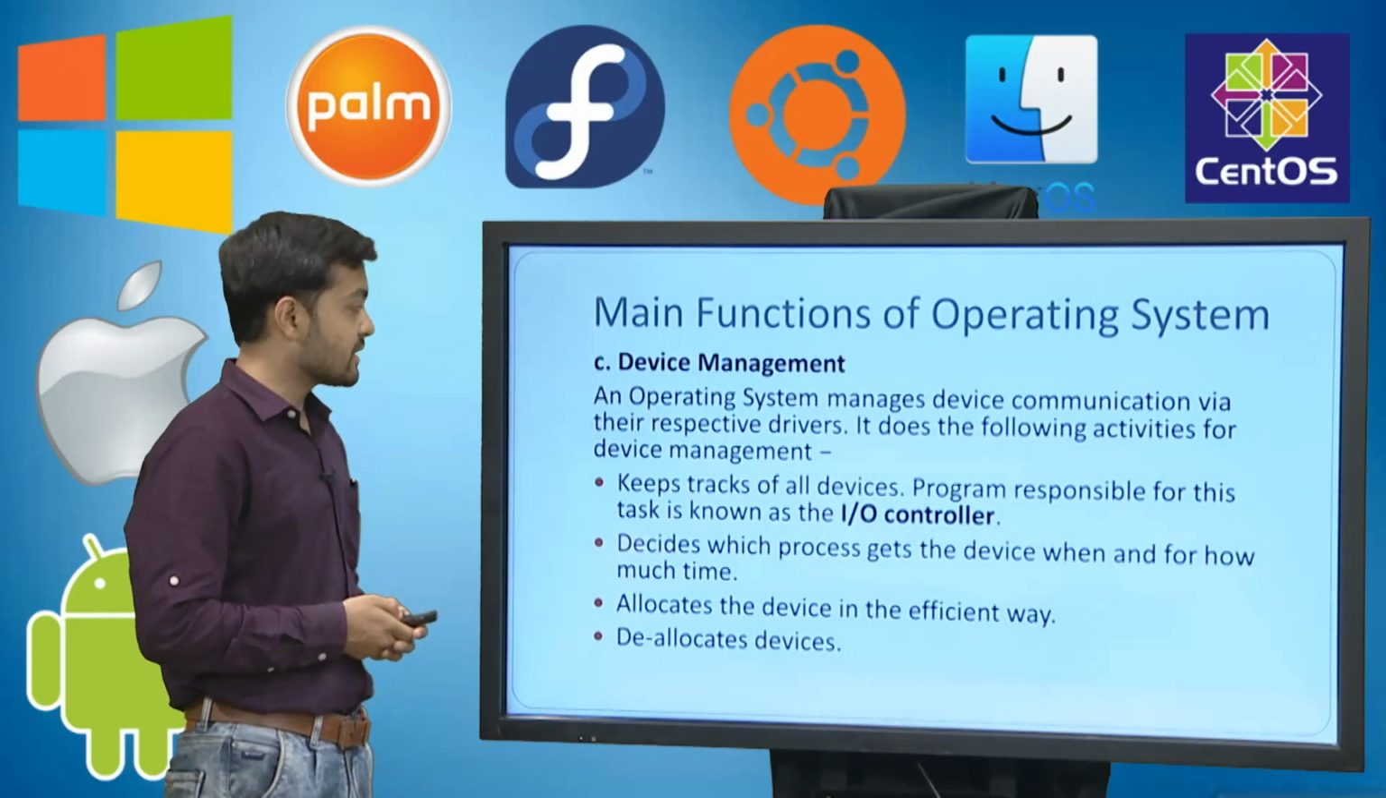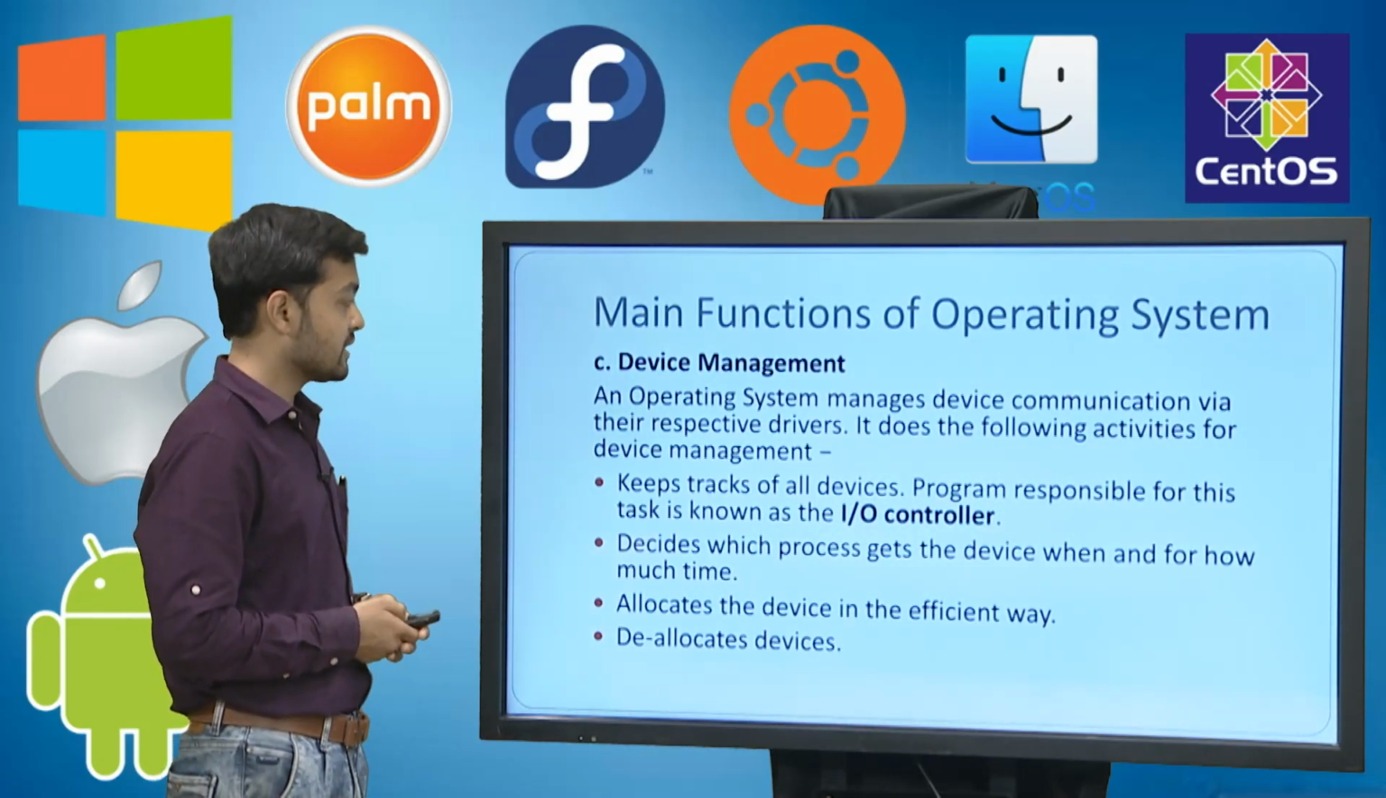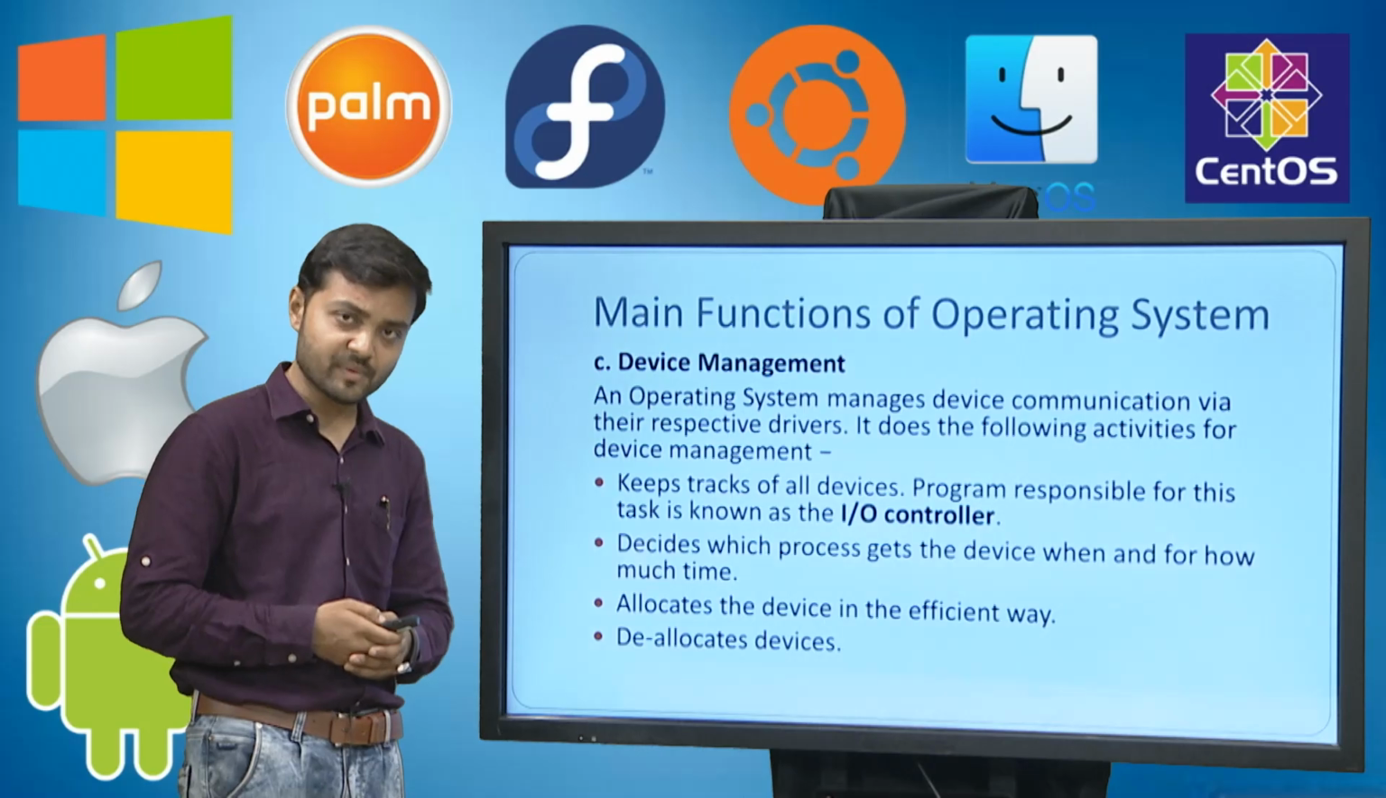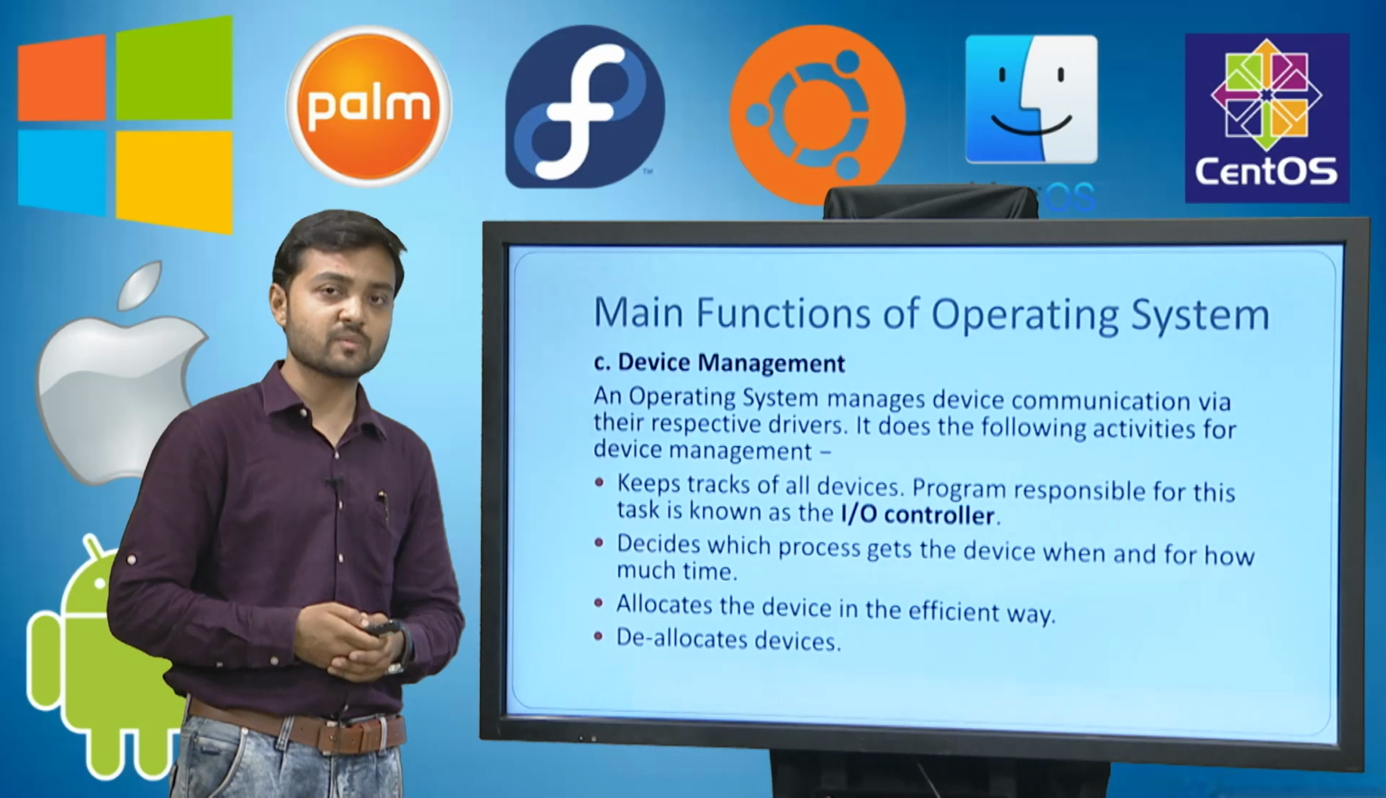It does the following activities for device management. It keeps track of all devices. The program responsible for this task is known as the I/O controller. It decides which process gets the device, when, and for how much time. It allocates the device to the process. It deallocates the device from the process. So these are all the tasks which the operating system does for device management.